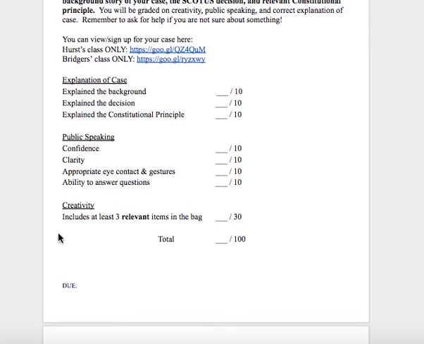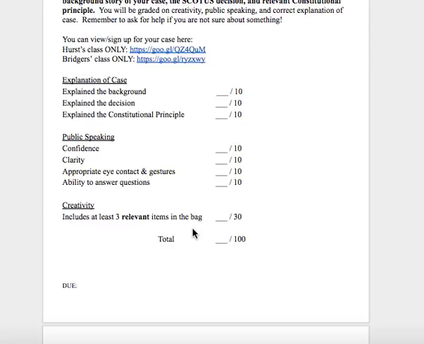All right, so your creativity, you have to include at least 3 props. So if I were talking about Loving versus Virginia with biracial marriage, I would have 1 prop about something that's biracial or black and white. I might have 1 prop about the state of Virginia, like a Virginia is for lovers little sign. And then the third thing I would have maybe like a Supreme Court, a picture of the Supreme Court, or a gavel, or a picture of the Loving versus Virginia movie cover, something like that. So I have to have at least 3 props in the bag.